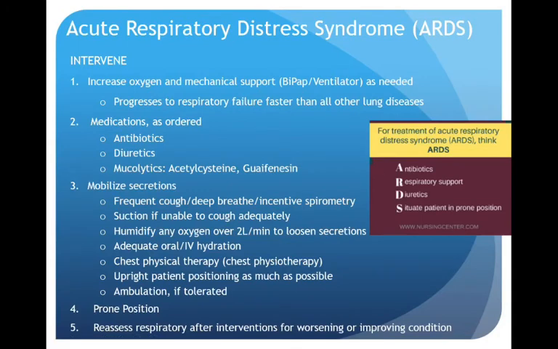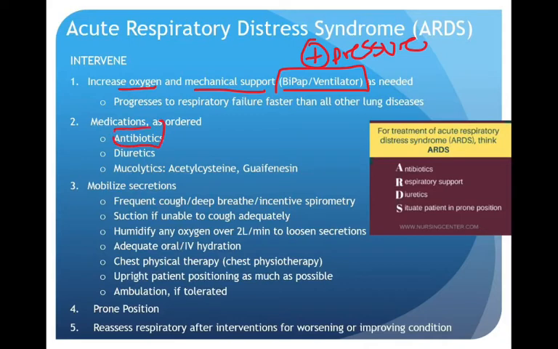So the acute respiratory distress syndrome interventions are going to be the same interventions as our respiratory failure. So studying the respiratory failure slide really does help you study the acute respiratory distress, because we're going to increase our oxygen and mechanical support. And like I said, this is usually positive pressure ventilation, which we can do via a mask or a ventilator. And that will help us push fluid down and get oxygen into areas that could not get oxygen before.